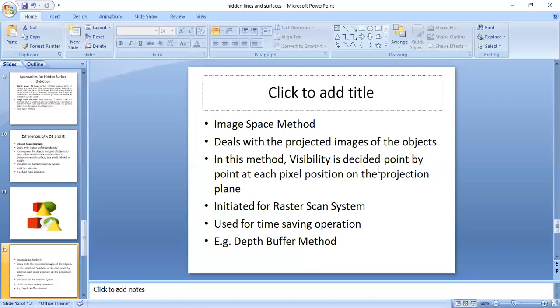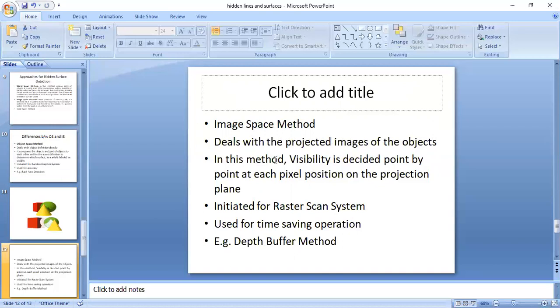In this method, visibility is decided point by point at each pixel position on the projection plane. So what we do, we scan the entire projection plane. We examine every pixel and we see, according to the algorithm, which pixel is visible and which pixel should not be displayed. Initiated for raster scan system. It was initiated for raster scan system.